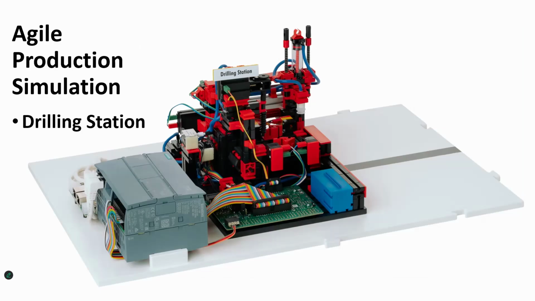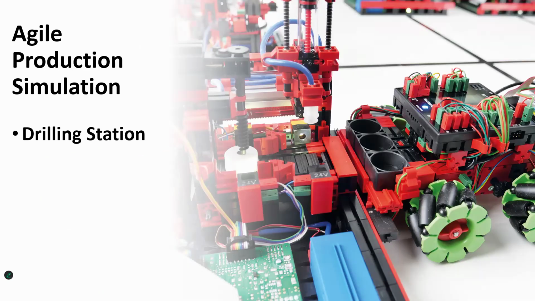The next station and module, I should say, is the drilling station. The drilling station, like the other workstations, consists of a docking station for the AGV to come up to. It has its own vacuum gripper that places the workpiece from the AGV onto a conveyor belt, where it is then transported under the drilling head. After the simulated drilling process takes place, the workpiece is transported back to the gripper on the conveyor belt, and the gripper arm will then place the workpiece back into the AGV.